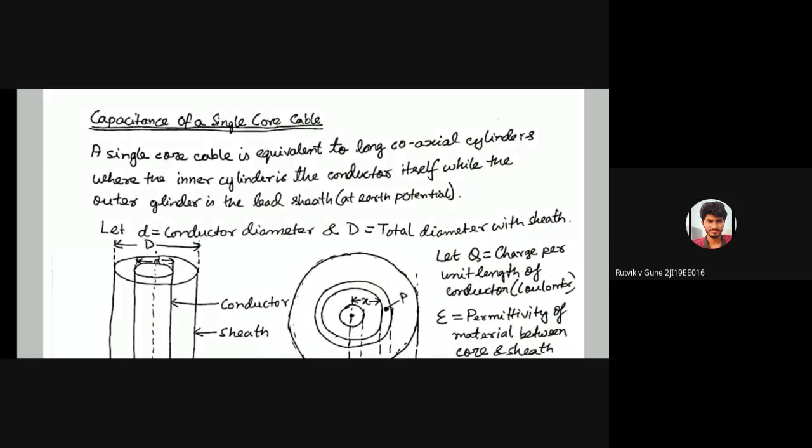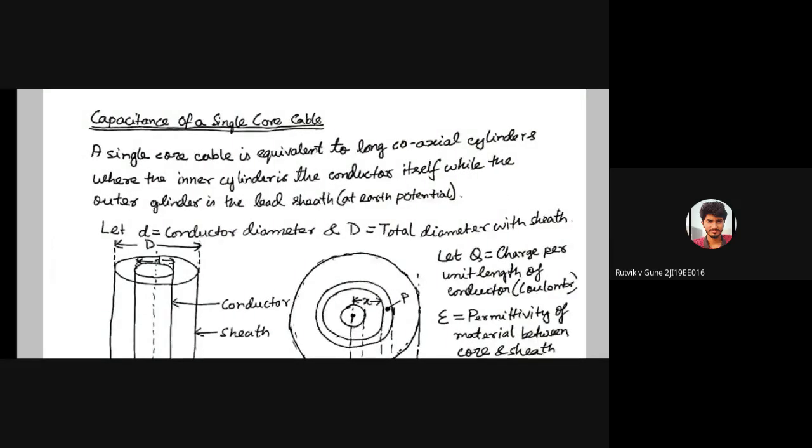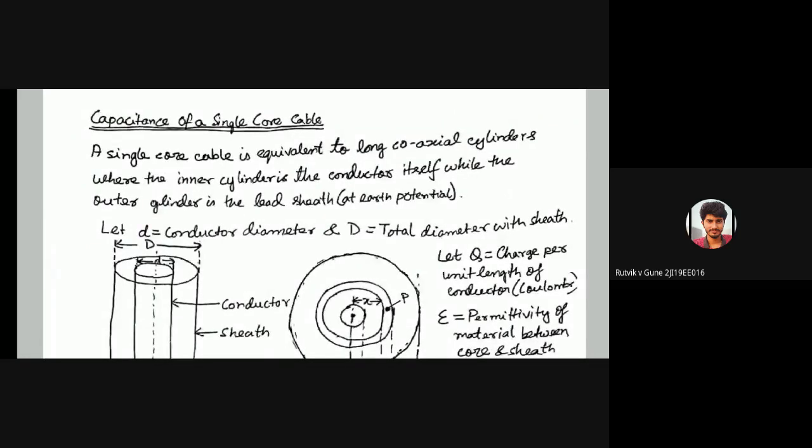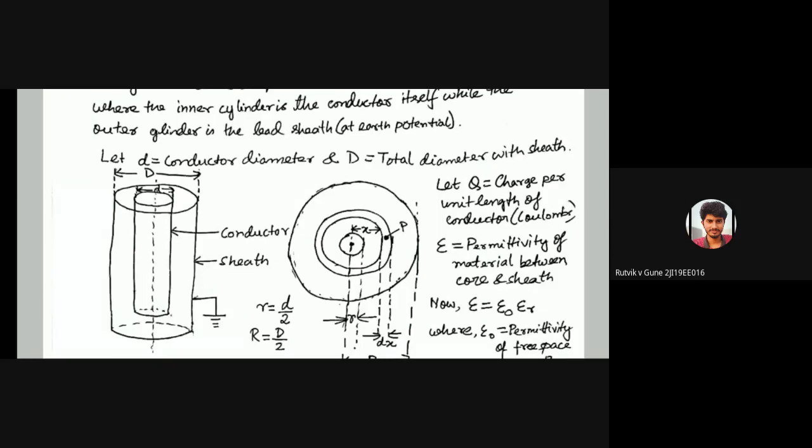Okay. So this is the capacitance of a single core cable. Whenever we are dealing with underground cables, we know that it can behave as a capacitance. How? The inner portion will behave as one of the plates of the capacitor, and the outer portion will behave as another plate of the capacitor.